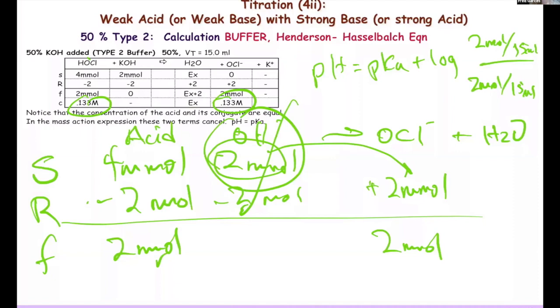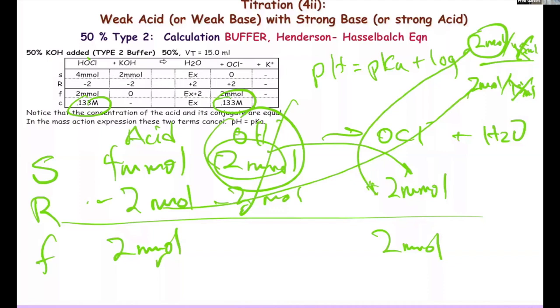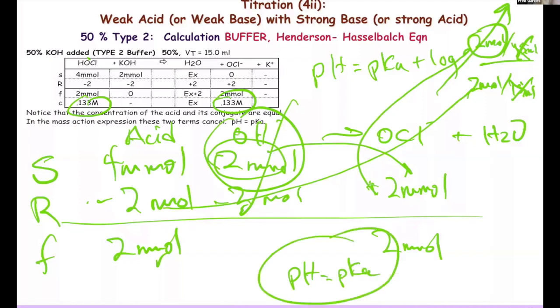An interesting thing happens that you should observe. The volumes are equal, so they cancel out. So you don't even need to calculate the concentration when you use the Henderson-Hasselbalch equation because the volumes cancel out. All you need really are the moles. And guess what? The log of 2 over 2, well, the log of 1 goes to 0. So the pH equals the pKa. But that's only true at halfway to the equivalence point.